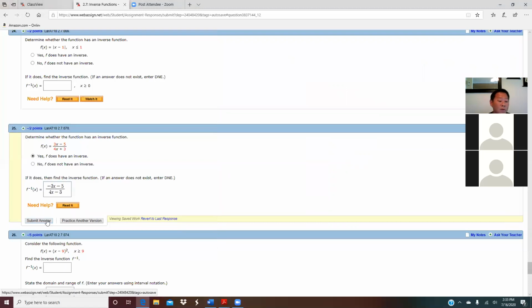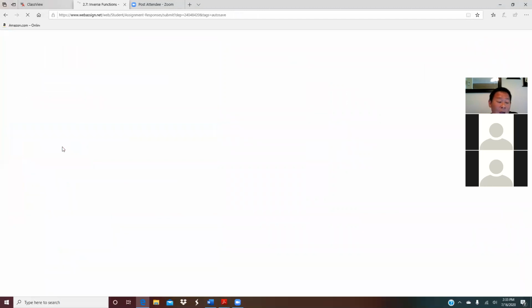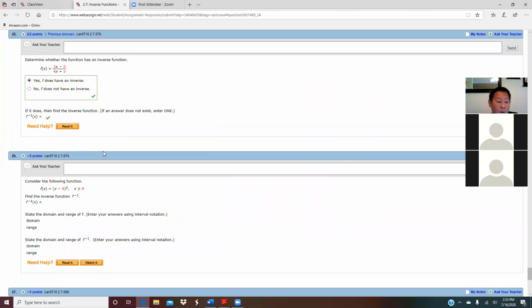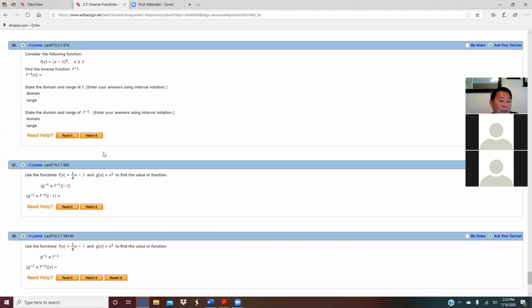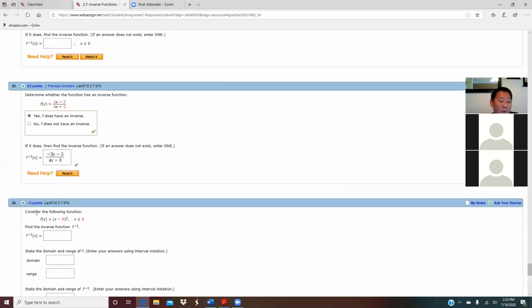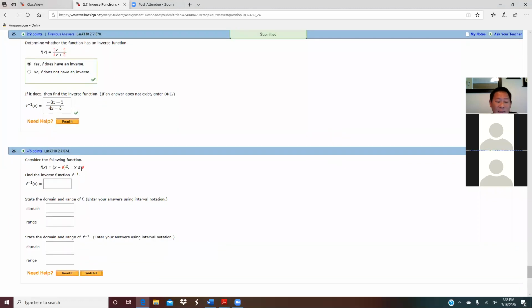So this is how we do this question 25 if you see something like this. So make sure you got your answer here. Again, like question 26, the reason why this is not 0 is because of the domain restriction.